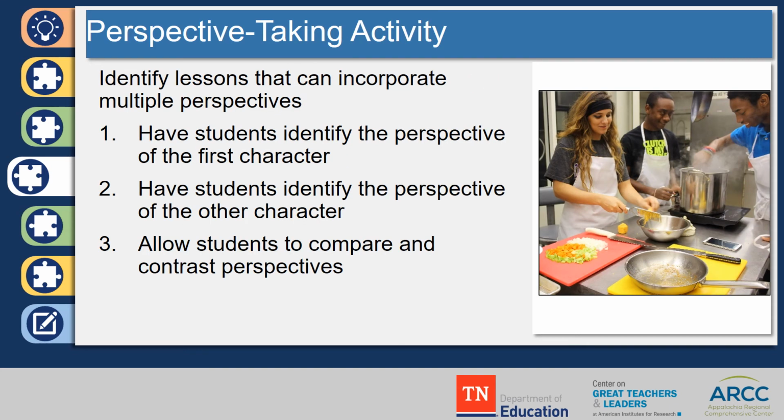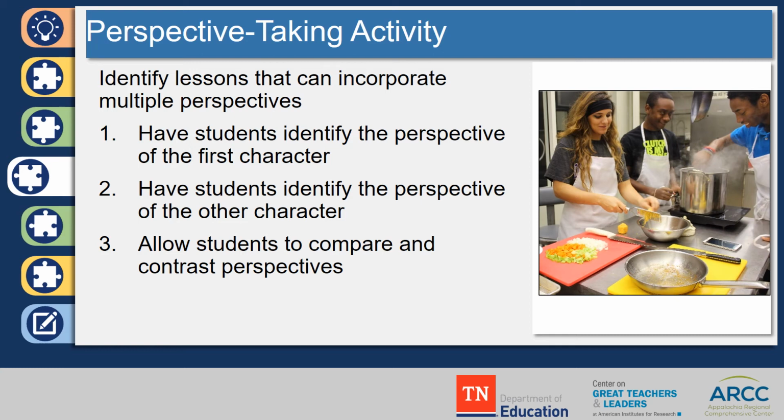Let's consider how we might use perspective taking in a third grade science class. The lesson is about predators and prey. The assignment is as follows. First, have students identify one animal that fits the definition of prey. For example, maybe a spider. Have students draw a cartoon to illustrate the spider's experience with one of its predators, perhaps a snake.